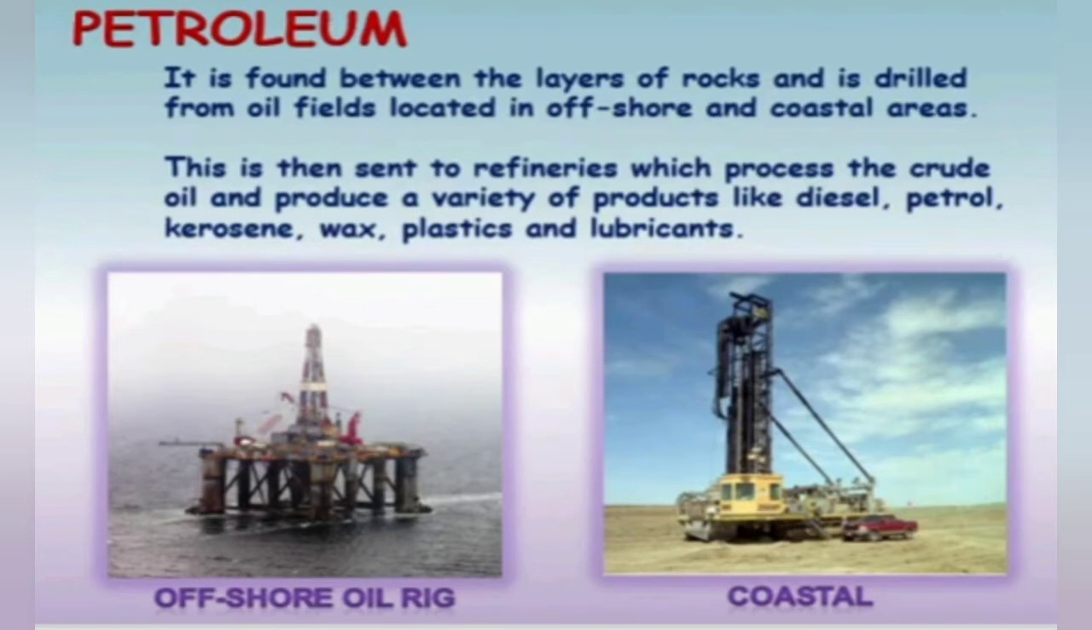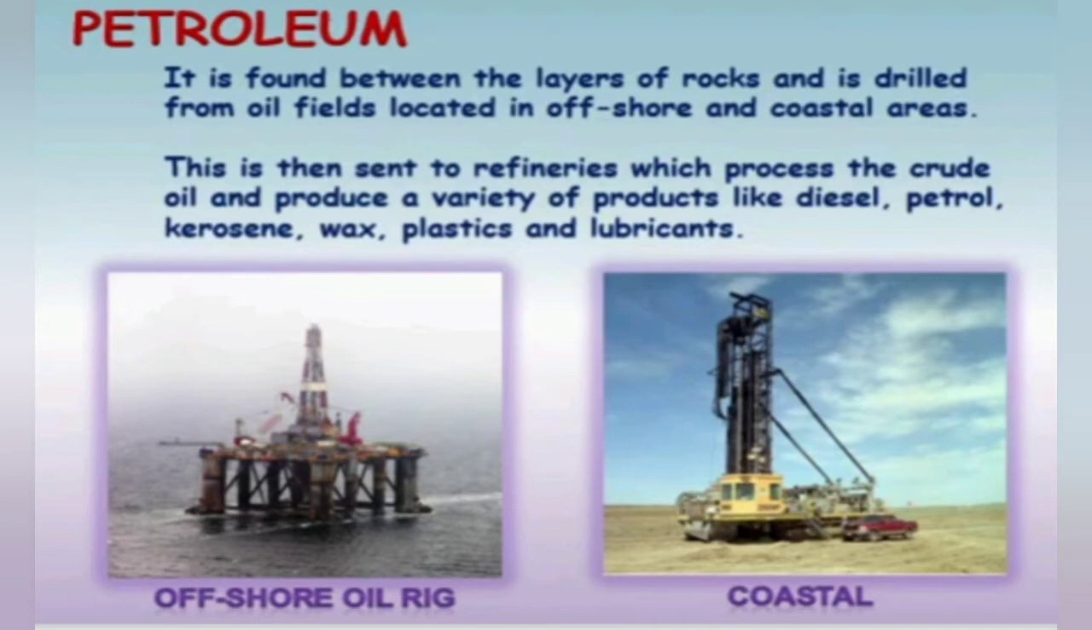Petroleum is found between the layers of rocks and is drilled from the oil fields located in offshore and coastal areas. This is then sent to refineries, which process the crude oil and produce a variety of products like diesel, petrol, kerosene, wax, plastics, and lubricants. Petroleum and its derivatives are called black gold as they are very valuable.